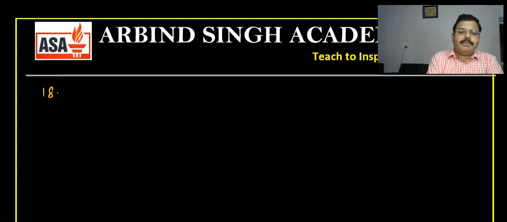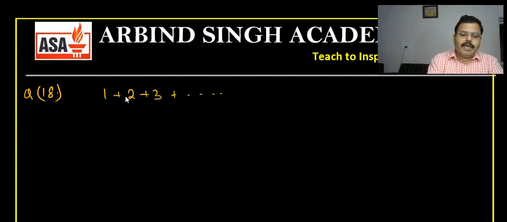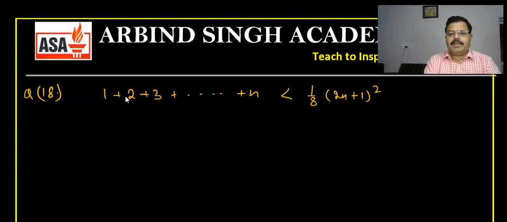So we will consider this question: 1 plus 2 plus 3 plus 4 up to n is less than 1 by 8 into (2n plus 1) whole square. This is an inequality that you need to prove by the principle of mathematical induction.